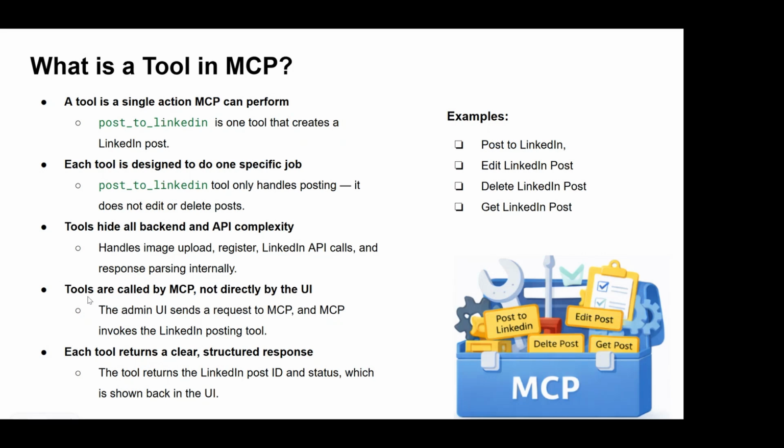Basically, tools are not called by the UI. The user will not select the tool which it has to perform. The user just has to give a prompt. The AI orchestration layer inside the MCP clients will decide which tool it has to select. We are not going to manually say, use this post to LinkedIn tool to perform this posting onto LinkedIn. The MCP will itself invoke the correct tool to perform that action.